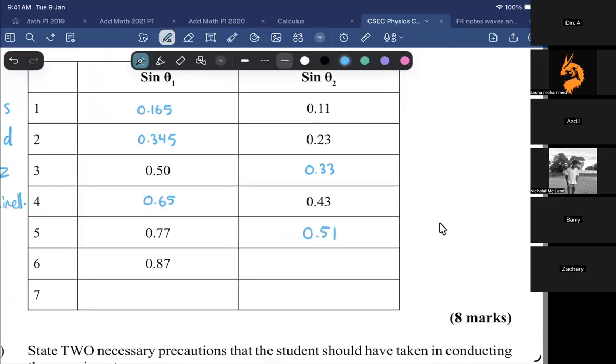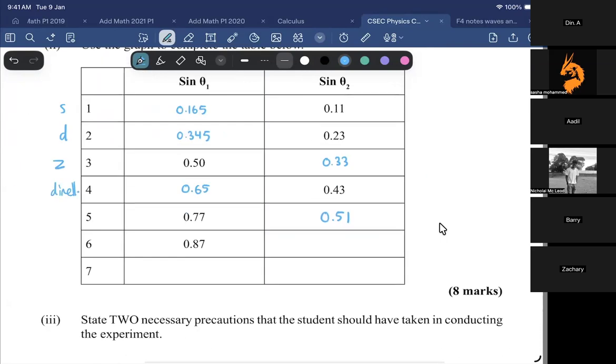You're not getting 8 marks like this in CSEC maths at all. You have to sweat for 8 marks in CSEC maths. This is easy.